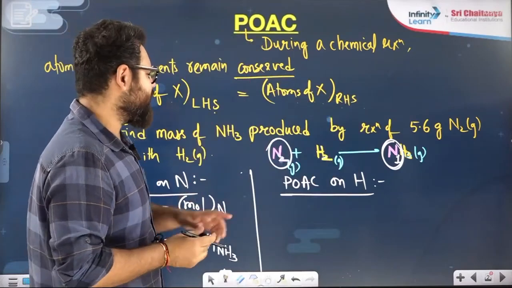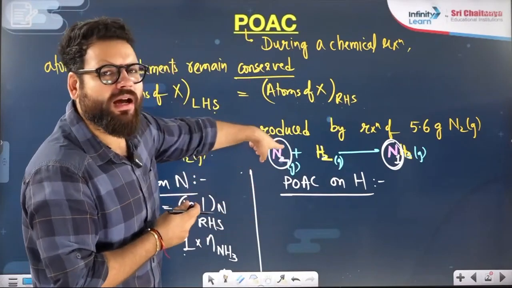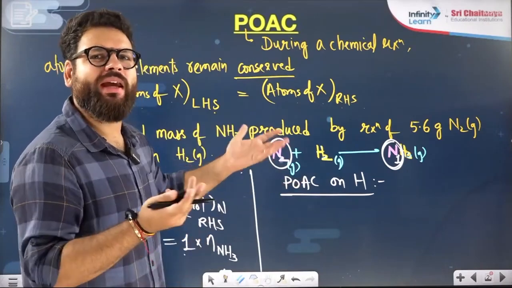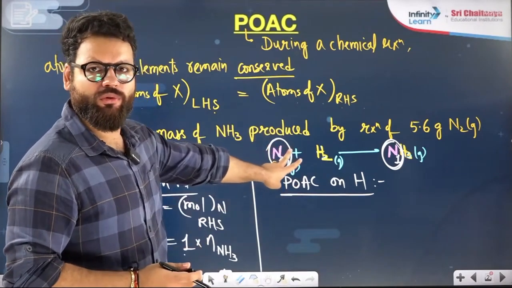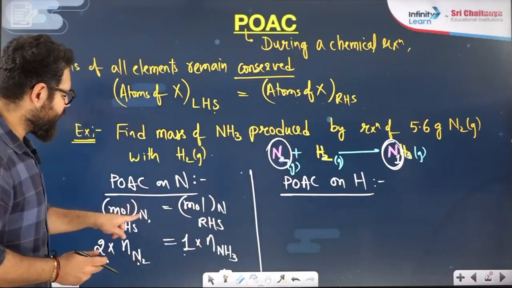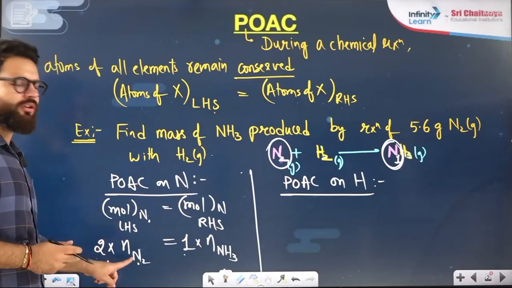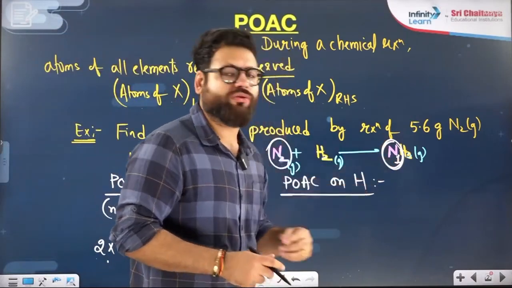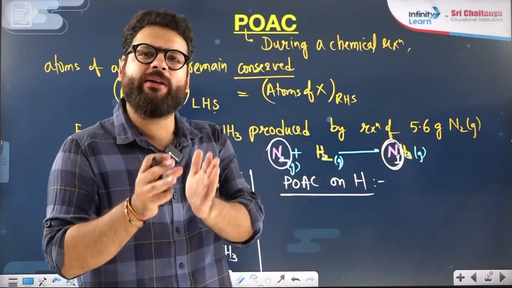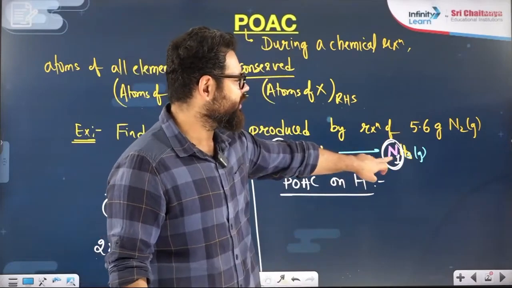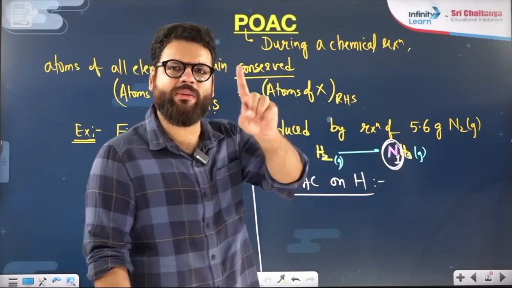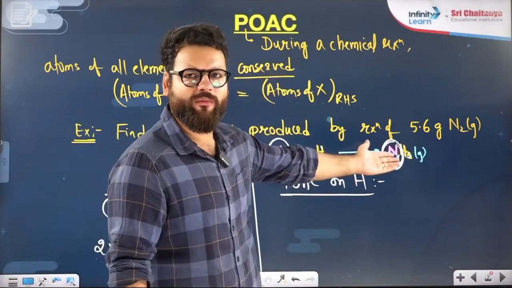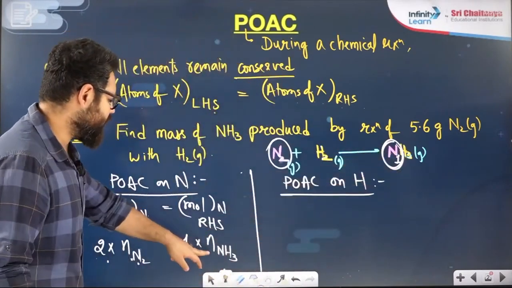Okay. On left hand side, where is N? N is in the N2. In N2, how many N's are there? 2 nitrogens are there. So I'll say moles of the nitrogen on left hand side is nothing but double of the moles of N2. And on the right hand side, nitrogen is in ammonia. In each ammonia, there is 1 nitrogen. So if I know the moles of ammonia, I'll multiply it by 1 only, because whatever the moles of ammonia are, the same number of nitrogen atoms are there. If there is 1 ammonia, how many nitrogens? 1 nitrogen. If there are 5 ammonia, how many nitrogen? 5 nitrogen. So if I know the moles of ammonia, I'll multiply by 1.